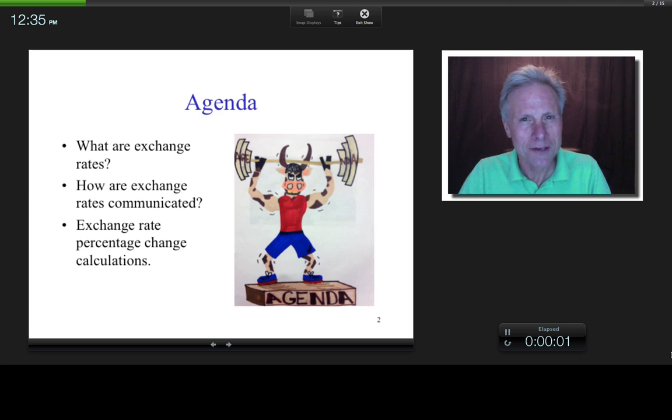So beginning with the agenda, essentially what we're going to cover is, what are exchange rates? Well, that's fundamentally simple obviously, but we'll maybe look at it at a slightly deeper level than one might think. How are exchange rates communicated? Again, that's going to be pretty fundamental. And then finally, if we're going to be looking at exchange rate risk, how do we calculate that percentage change, or the amount that the dollar or whatever currency goes up and down in value? So that's the agenda for today. So let's get into it.